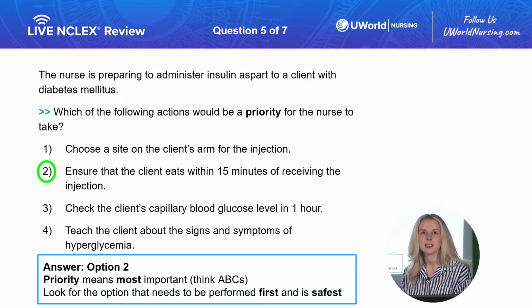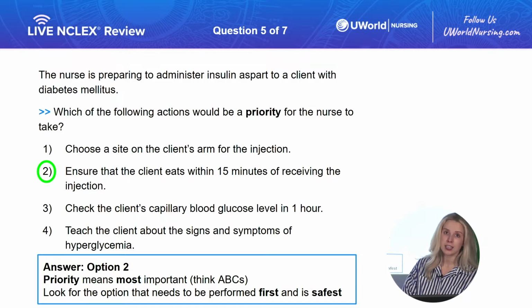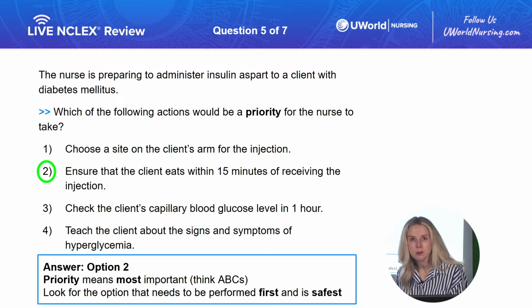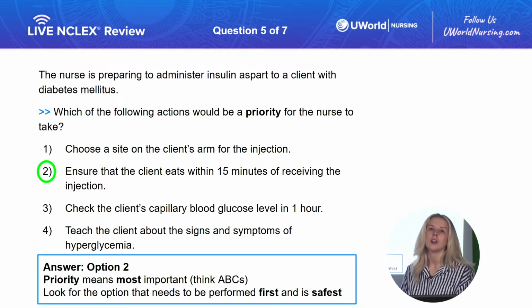3 is check the client's capillary blood glucose level in 1 hour. We check this prior to insulin administration so we can get a baseline. Usually rechecking the level in 1 hour is not going to be indicated unless hypoglycemia is suspected. A lot of times we see those 2-hour postprandial, so 2 hours after eating we would recheck, but it just depends on what the order is.